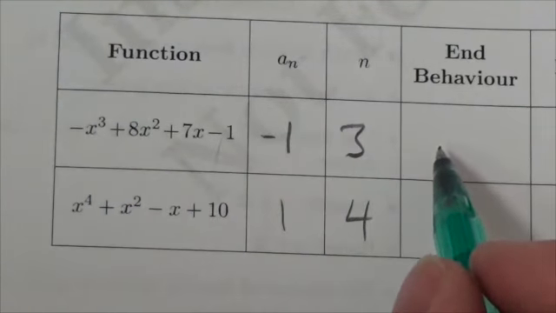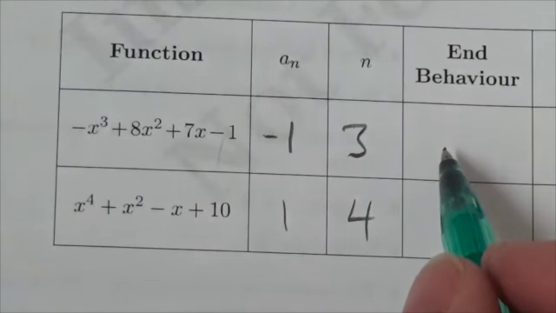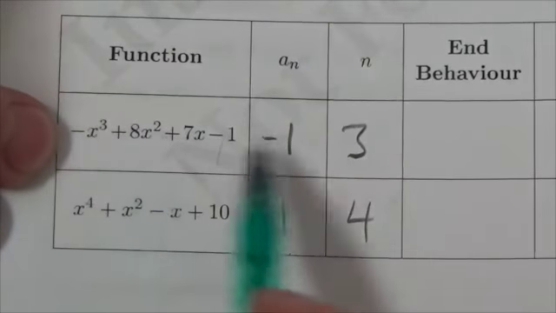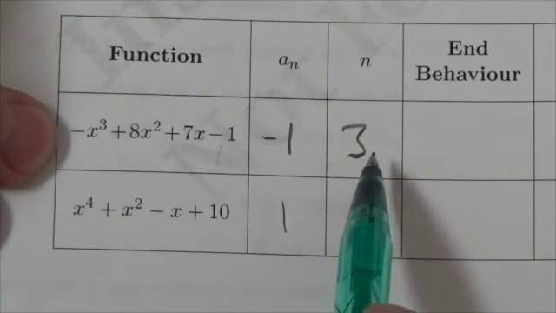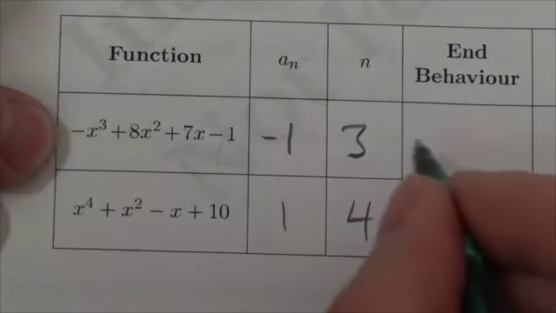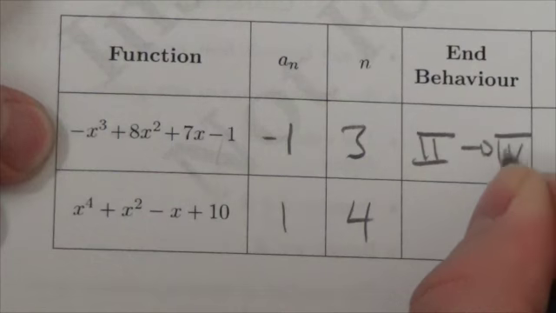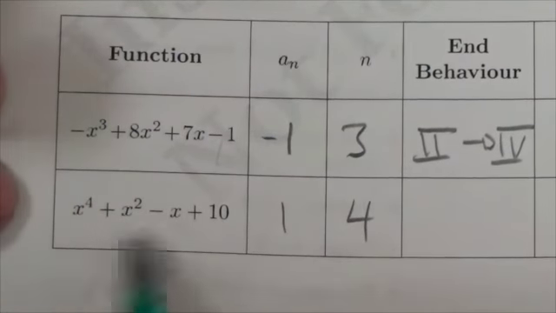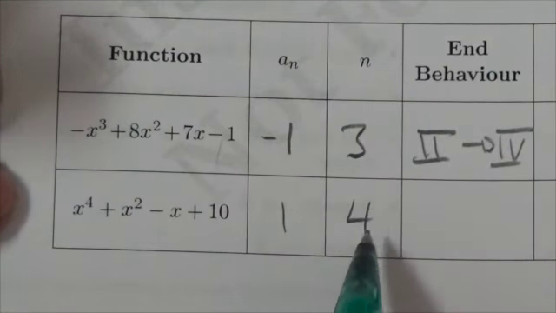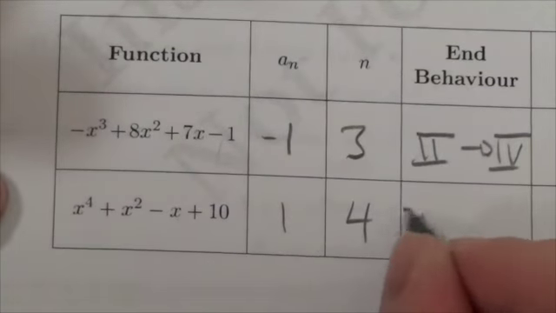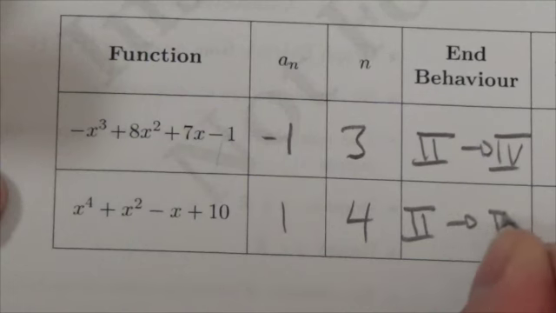End behavior. Well, this is asking me what quadrant does this function start in, what quadrant does this function end in. Okay, well this is a negative odd degree, which means it's got to start high and end low. So we're going to go from quadrant 2, and we're going to end in quadrant 4. This right here is a positive even, meaning it's going to start high and end high. So this is going to go from quadrant 2 and it's going to end in quadrant 1.